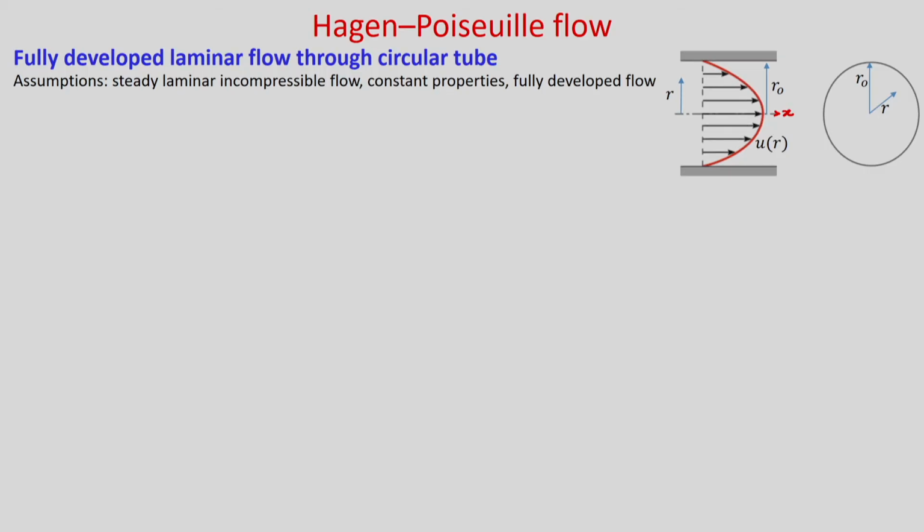If you consider that, you can see that it is a pipe, and these are your pipe walls, and the pipe radius is r naught, and this is your central line, and r is measured from the center. So, in this particular case x is your axial direction, r is your radial direction, u is your axial velocity, and v is your radial velocity.